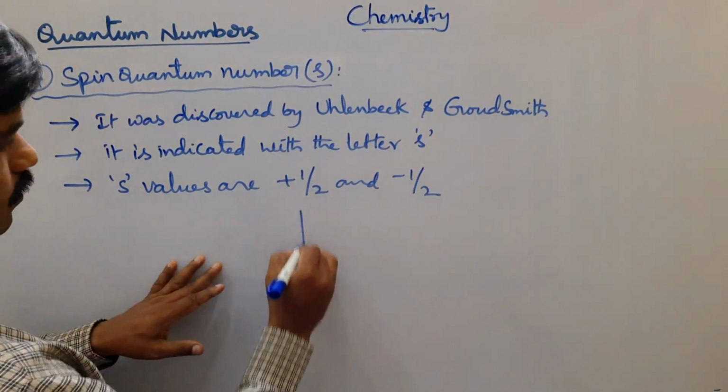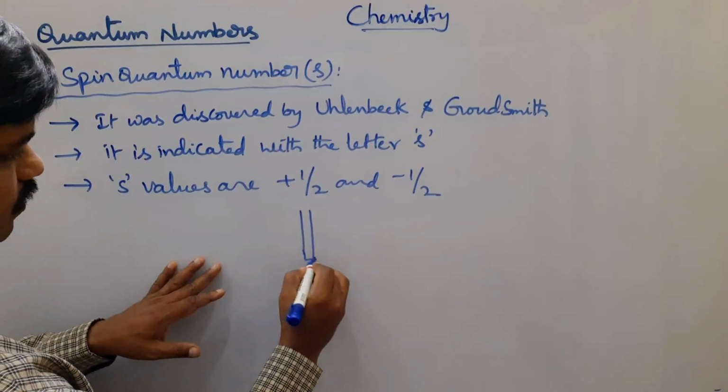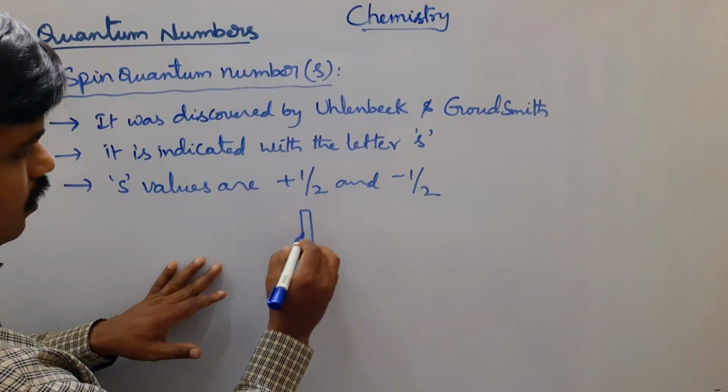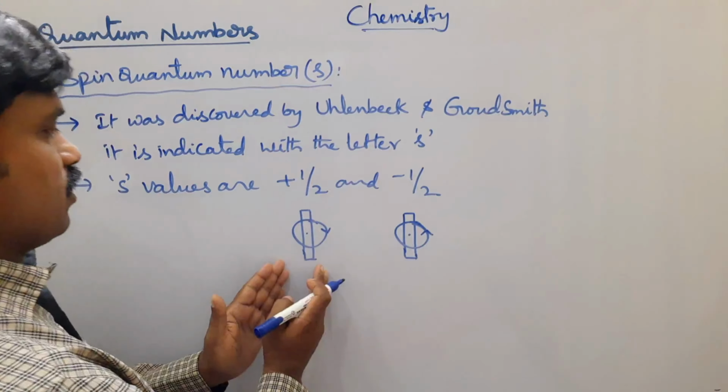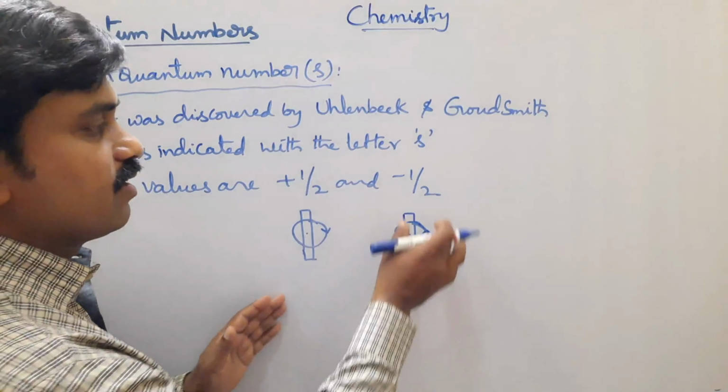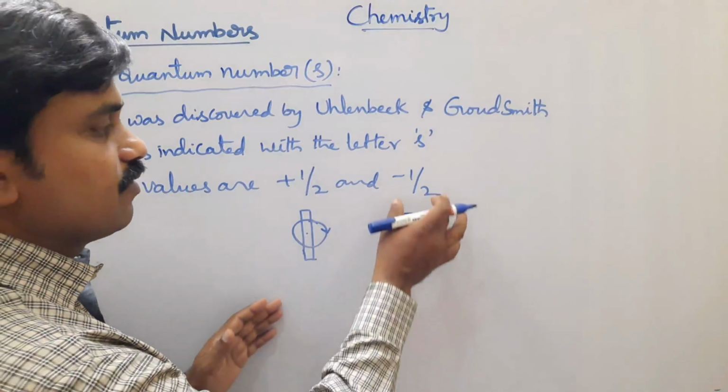If the electron is revolving in clockwise spin, its spin value is plus half. If the electron is revolving in anti-clock direction, its spin is minus half. That's why here two spins are there. Clockwise spin value is plus half, and anti-clock direction spin is minus half.